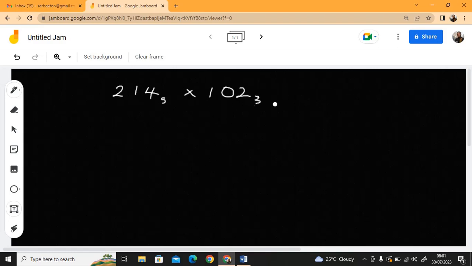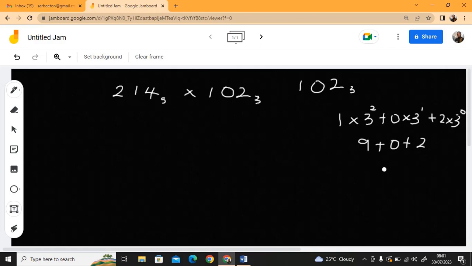So 102 base 3 to convert to base 10: that will be 1 times 3 raised to 2, plus 0 times 3 raised to 1, plus 2 times 3 raised to 0. So this is 0, this is 1, and this is 2. 1 times 3 squared is 9, 1 times 9 is 9, plus 0, plus 2. That is 11 base 10, right?